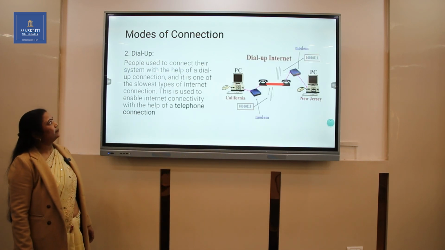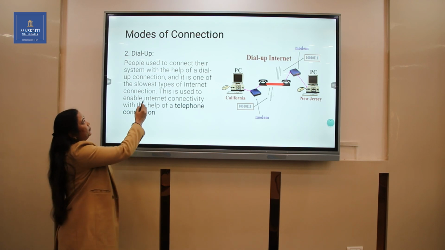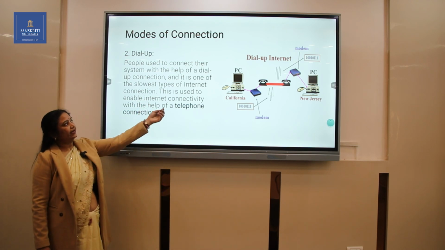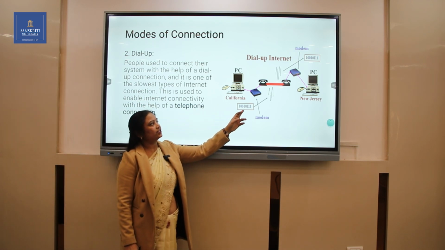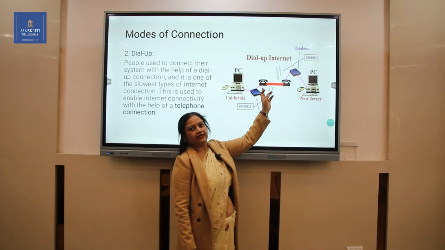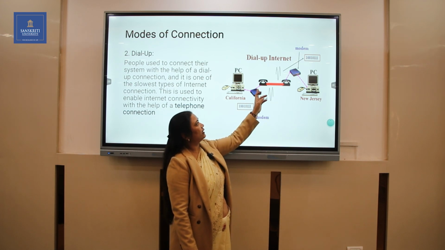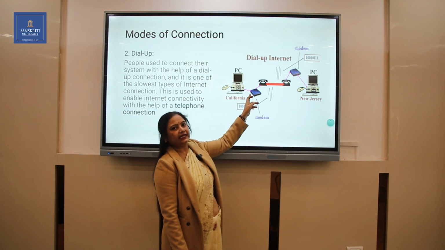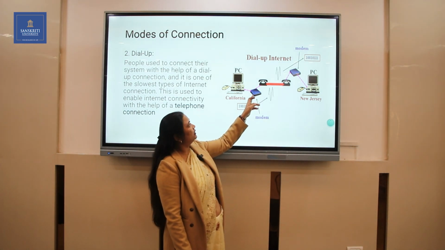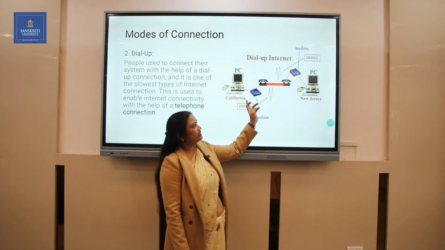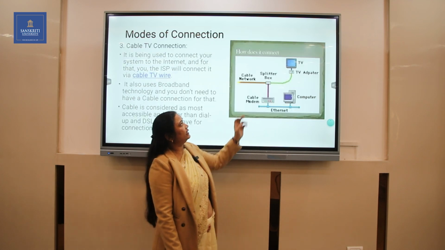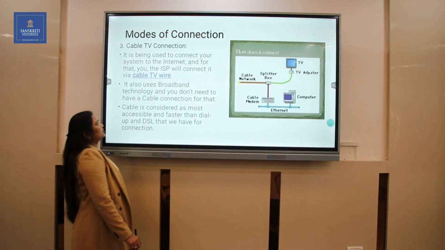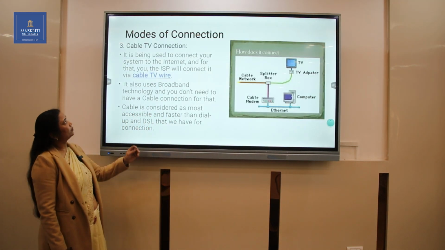The second one is dial-up connections. People use dial-up connections by connecting through phone lines from one point to another, and the phone line is connected with the help of a modem, the modulator and demodulator, which connects with the device. So we connect with the internet through dial-up connections. This also uses broadband.